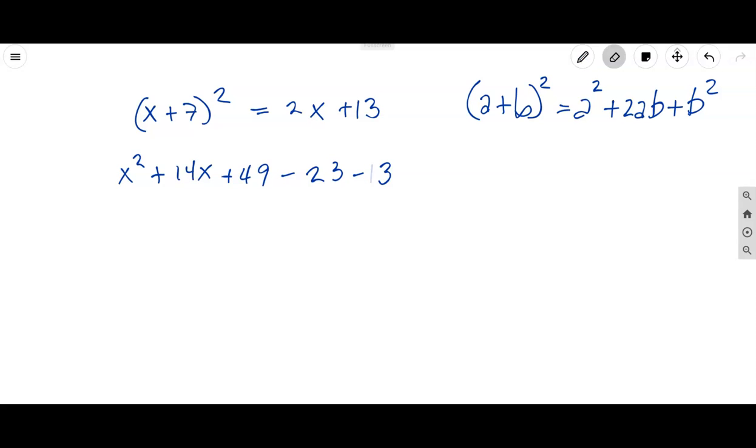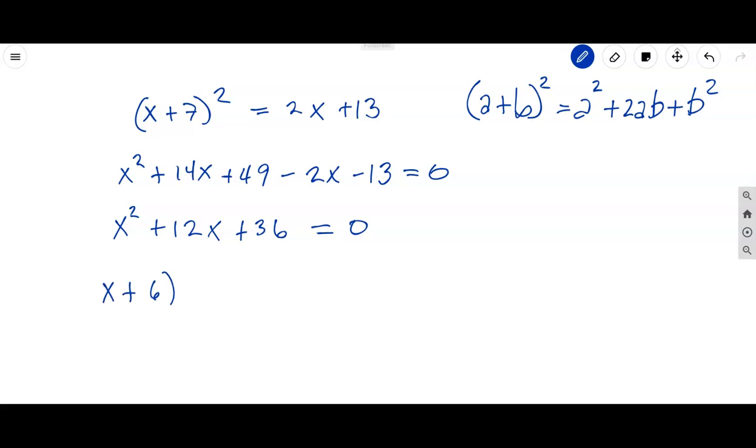So we get minus 2x minus 13 equal to 0. Then we will have x squared plus 12x, and after that we get plus 36 equal to 0. This one is a perfect square binomial, because the factors of this are 6 times 6, which gets 12. So therefore we have x plus 6 squared equal to 0. So the value of x is equal to negative 6.